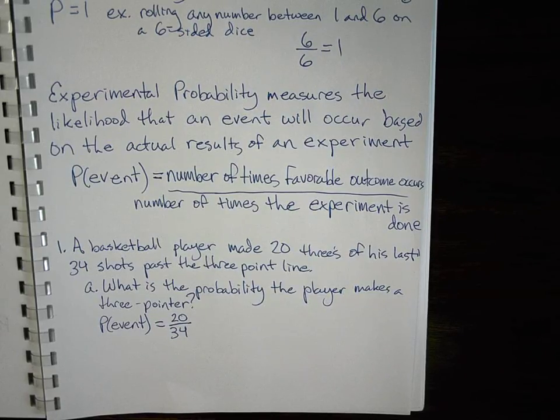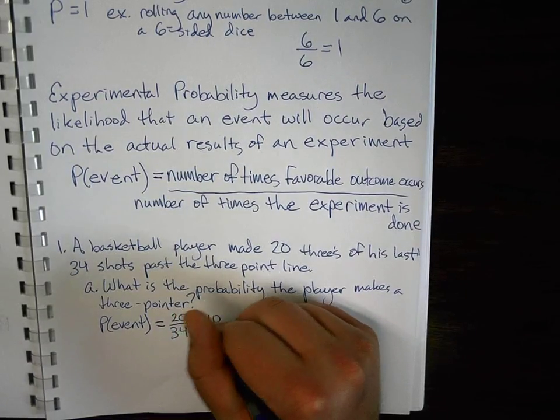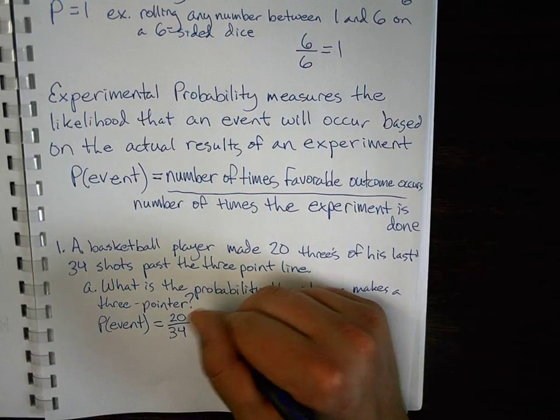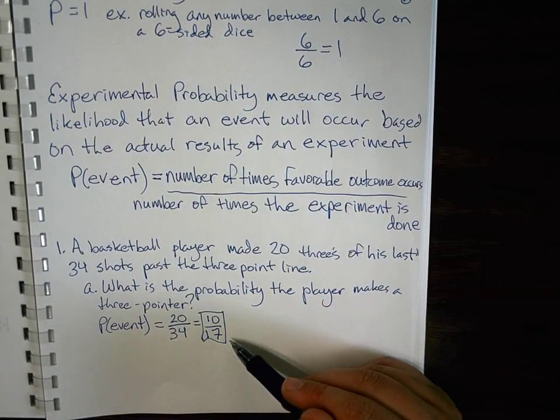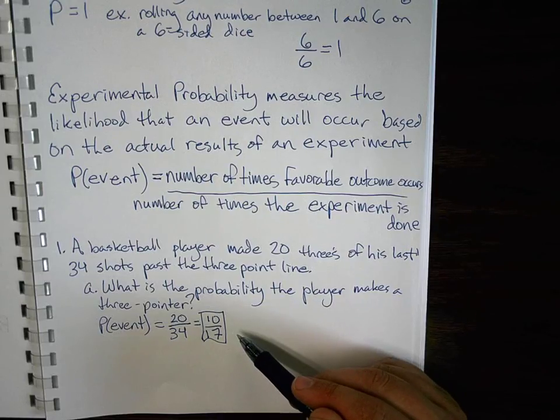We'd be able to reduce this to 10 over 17, and we take out a 2. So you can reduce it if you want. So this means that for every 17 shots past the 3-point line that he takes, he'll make somewhere around 10. So pretty good. That's how you would read that.